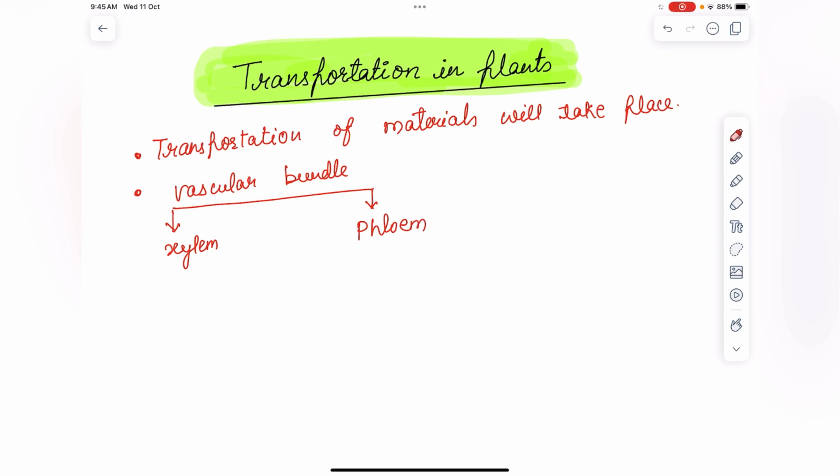Vascular bundles are present in plants. We have studied about the plant kingdom: thallophyta, bryophyta, pteridophyta, gymnosperm and angiosperm. So what we have seen is that from the pteridophyta the vascular bundle starts. In which is the vascular bundle found? We have seen from the pteridophyta. In thallophyta and bryophyta it is not present.